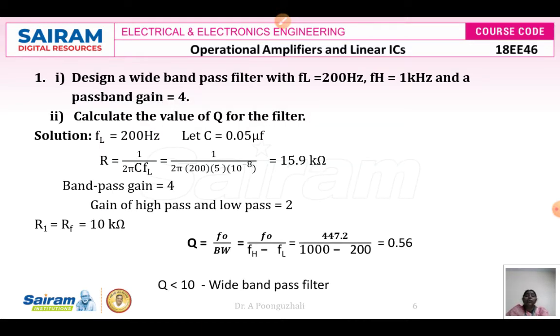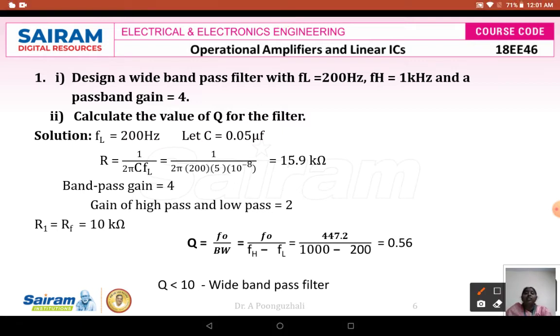Now we'll see a problem. Design a wide bandpass filter with FL equal to 200 Hz, FH equal to 1 kHz and a passband gain of 4. Calculate the value of Q for the filter. So we have FL equal to 200 Hz, FH equal to 1 kHz, passband gain 4. Since FL is 200 Hz, the capacitance value should be less than 1 microfarad. So we have chosen the capacitance value to be 0.05 microfarad.